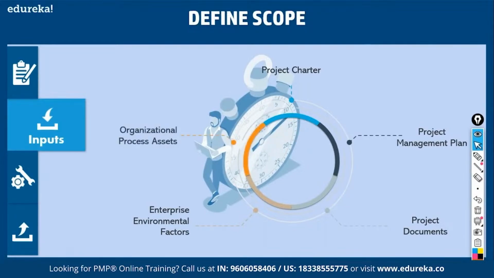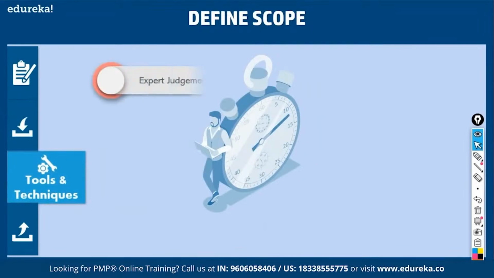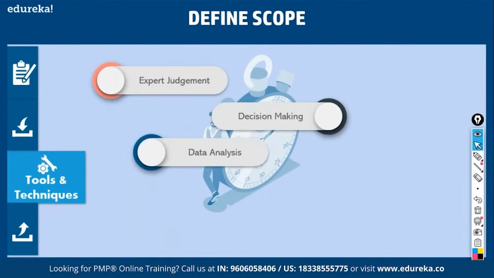Then organizational process assets: policies, procedures, templates for scope management, and project files from earlier projects. All these will help you in defining scope. Fine. So let's go to tools and techniques. Again, we have the same expert judgment. What type of expertise do you require? Expertise in defining scope. Then decision making, data analysis, interpersonal team skills.